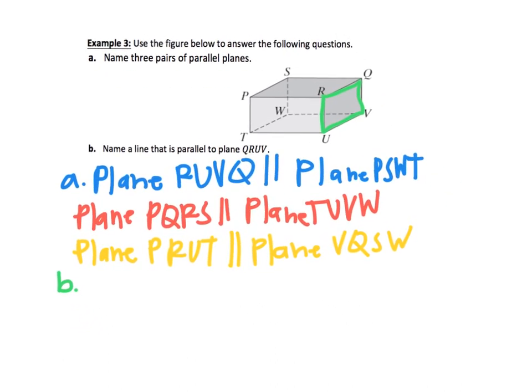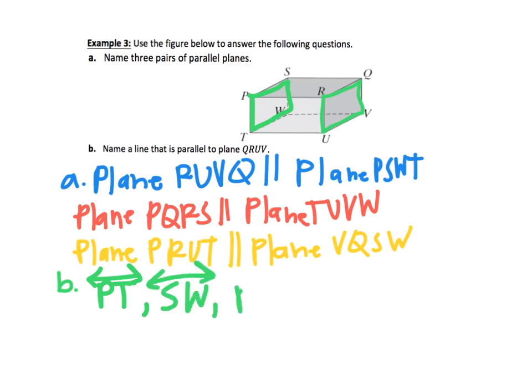So we know that we have a plane that's parallel to it. It's going to be this plane here. And any of the lines that make up that plane are also going to be parallel. So I would say PT. Remember, it's a line, so you need a line on top with two arrows. I would say SW. I would say PS. And I would say WT. Those are all parallel to it.